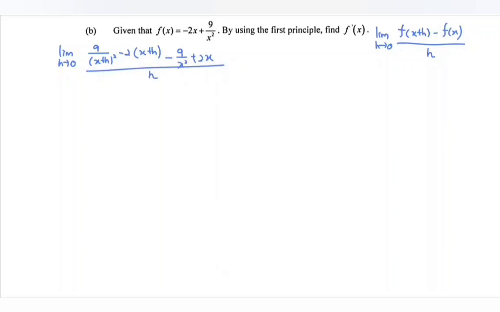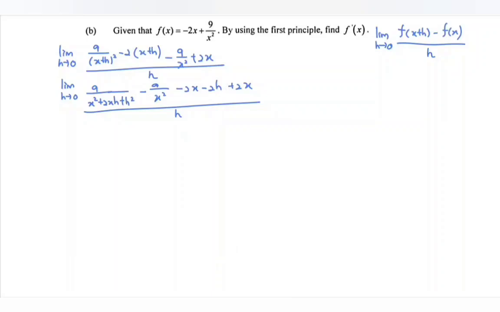So kindly rearrange the situation given. Limit when h approaching 0, we have 9 over (x squared plus 2xh plus h squared), minus 9 over x squared, and then minus 2x, minus 2h, and then plus 2x, over h. Kindly simplify the situation given. So if we simplify and notice that we have 0 for this part.